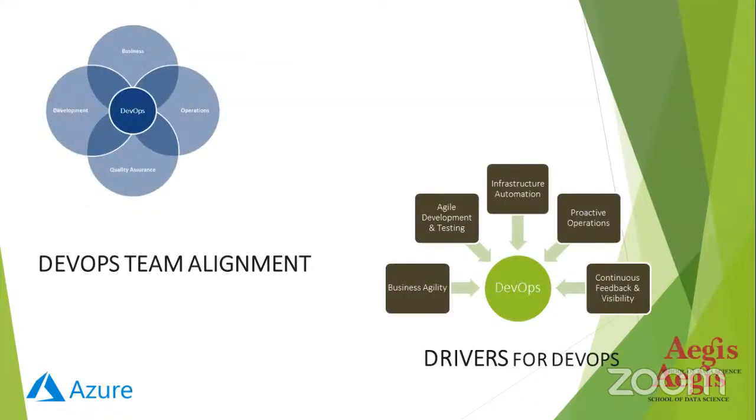You can see the diagram. To achieve DevOps, we have to align the teams. We need the development team, business team, operations team, and quality assurance team to work together to achieve DevOps. And you can see here, these are the drivers of DevOps: business agility, agile development and testing, infrastructure automation, proactive operations, continuous feedback, and visibility. These are the drivers of DevOps.